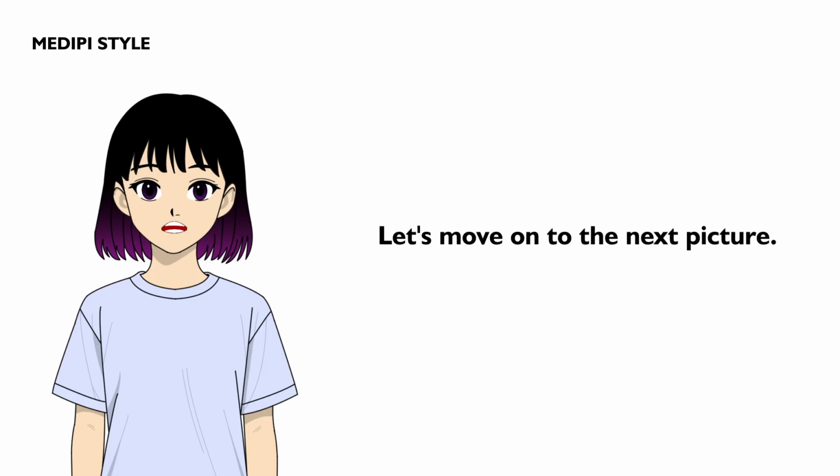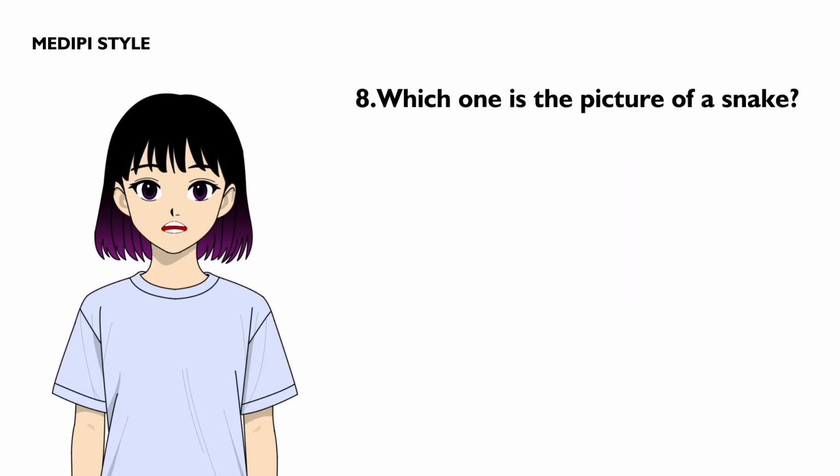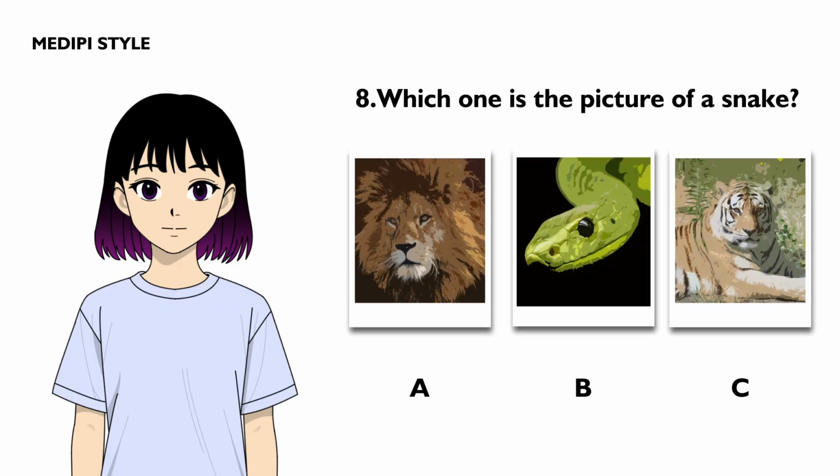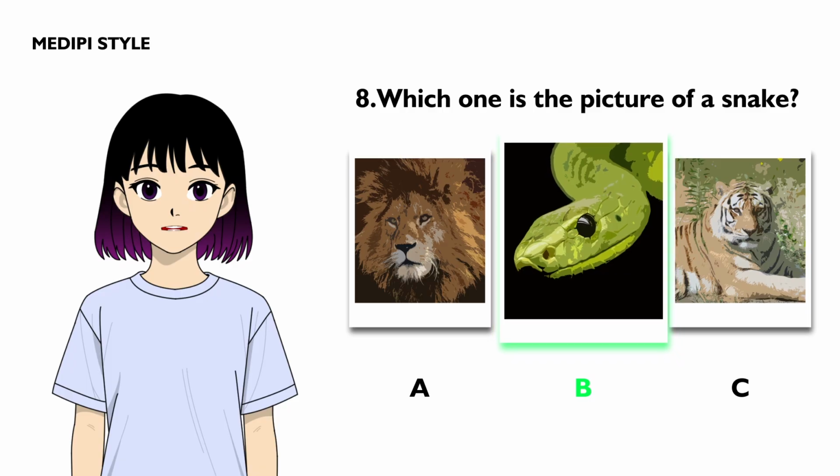Let's move on to the next picture. Which one is the picture of a snake? A, B, C. That's right. This is a snake.